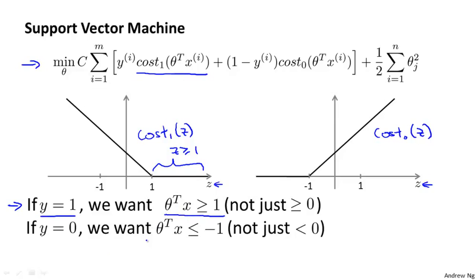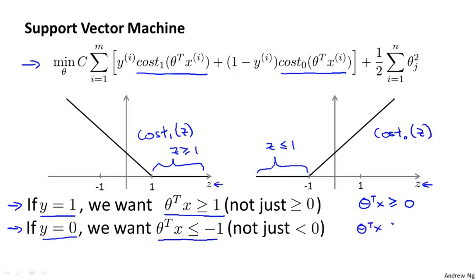And conversely, if y is equal to 0, we look at this cost0 of z function, then it is only in this region, where z is less than or equal to -1, that cost0 of z is equal to 0. And this is an interesting property of the support vector machine, right? If you have a positive example, so if y is equal to 1, then all we really need is that theta transpose x is greater than or equal to 0, and that will mean that we classify it correctly. Because if theta transpose x is greater than 0, our hypothesis will predict 1. And similarly, if you have a negative example, then really all we want is that theta transpose x is less than 0, and that will make sure we got the example right.